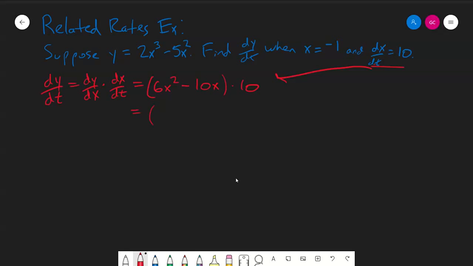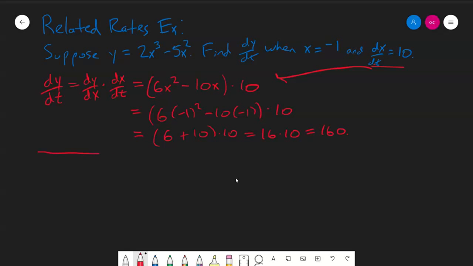Finally, we just have to plug in x equals negative 1. So I get 6 times negative 1 squared minus 10 times negative 1, all of that times 10. At this point, we just have to be careful with our arithmetic. 6 times negative 1 squared is 1, so that's just 6. Minus 10 times negative 1 is minus a negative 10, so plus 10. And so we end up with just 16 times 10, or 160. So it's really kind of straightforward.